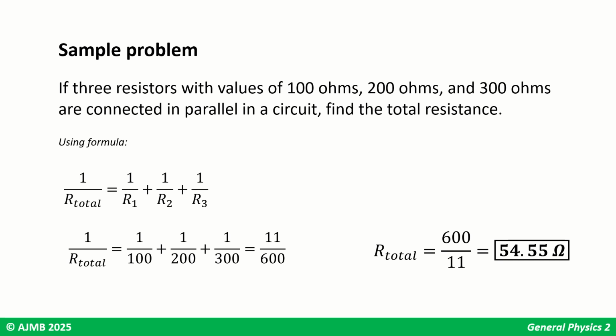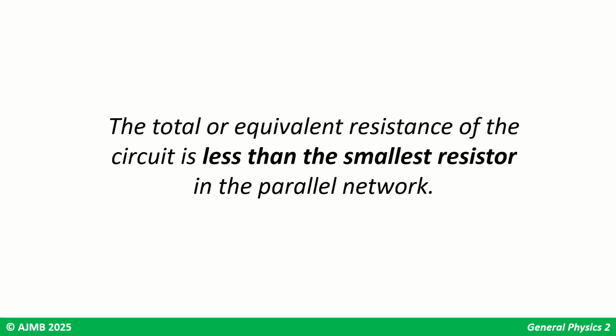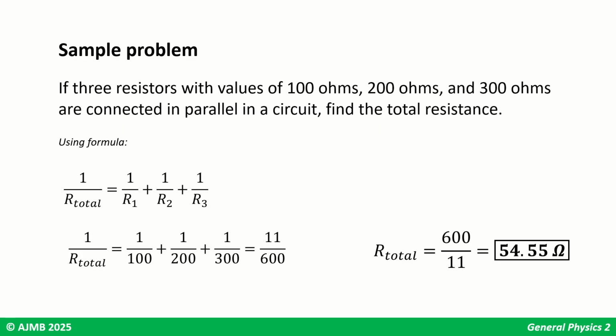I guess it is a bit more complicated than solving for total resistance in series. Another very good observation that you should make is that the total or the equivalent resistance of the circuit is less than the smallest resistor in the parallel network. Let's take a look at what we mean.